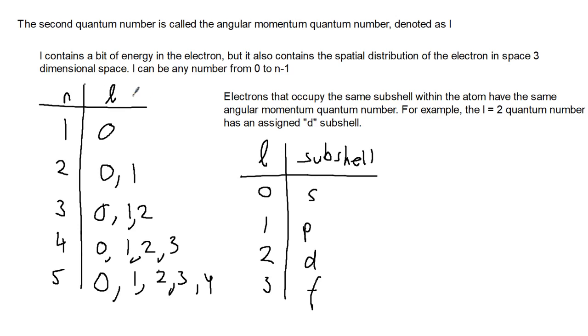And the second quantum number is called the angular momentum quantum number, which is L, right? And L contains a little bit of the energy. n contains most of the energy in the electron, but L contains only a little bit of the energy. But it also dictates how the electron is going to move in three-dimensional space. So L can be any number from 0 to n minus 1. So for example, in the n equals 1 case, L is equal to 0. No excuses, no shortcuts, right? n equals 2, L is equal to 0, 1. n equals 3, 0, 1, 2. n equals 4, 0, 1, 2, 3. n equals 5, 0, 1, 2, 3, 4.